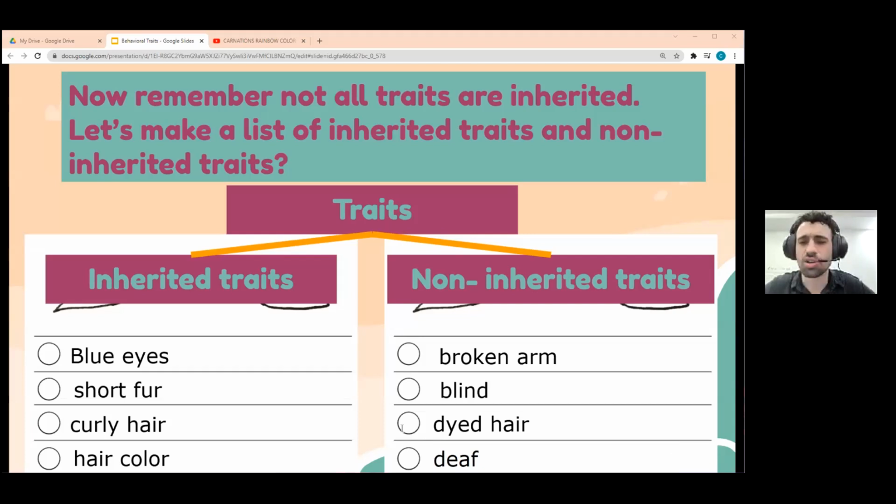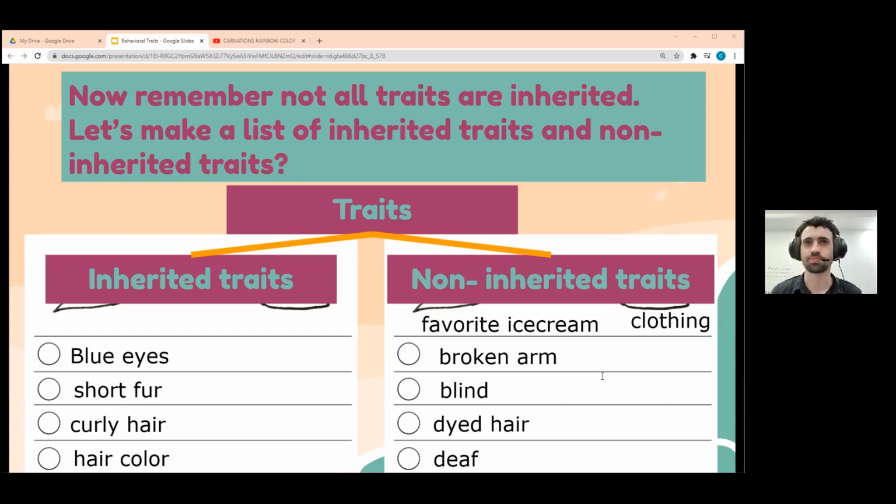Guys, your non-inherited traits could be so much different. Your non-inherited traits could be something like your favorite ice cream. You don't inherit that from your parents. You might like chocolate and your parents like vanilla. There are different ones other than being just injured. Remember, it's any change that happens to you. For humans, it could be clothing, what type of clothing you like.